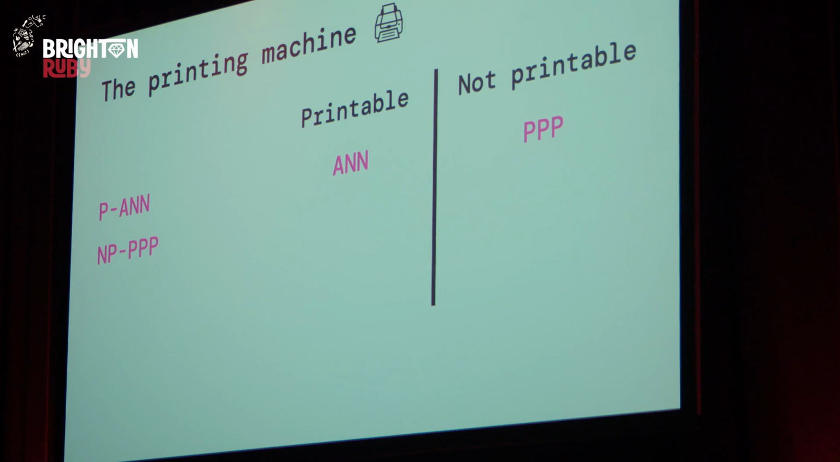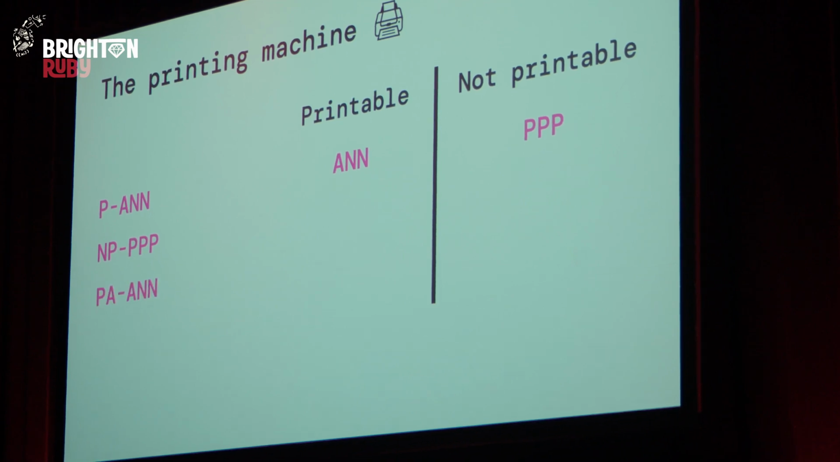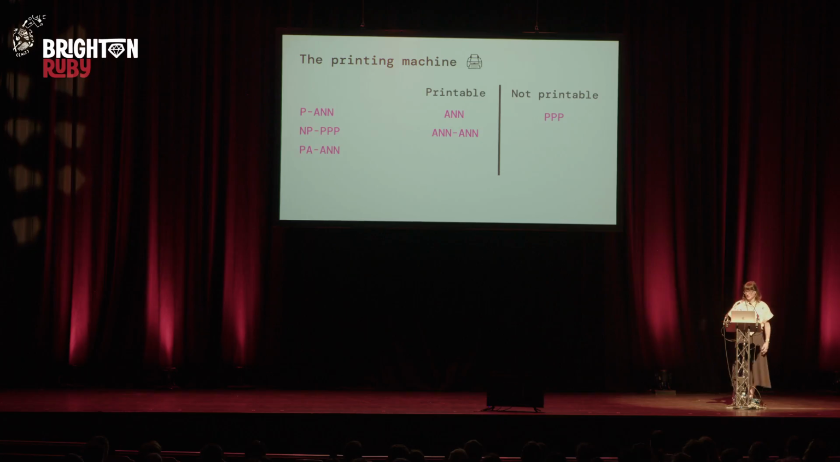Going back to our examples, if we do the associate of ANN, that means that ANN dash ANN, the associate, is printable. And with the previous one, MPA dash PPP means that the associate of PPP is not printable, okay?